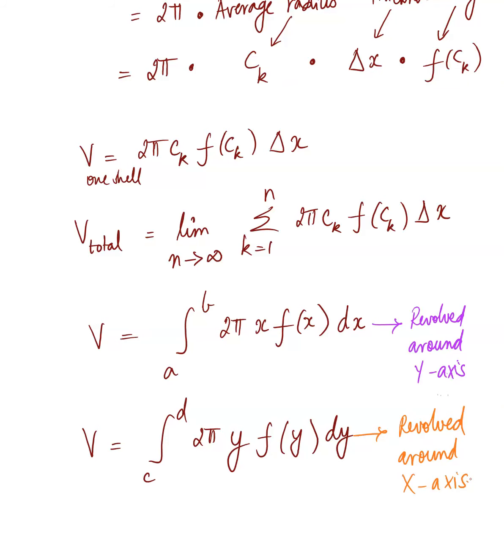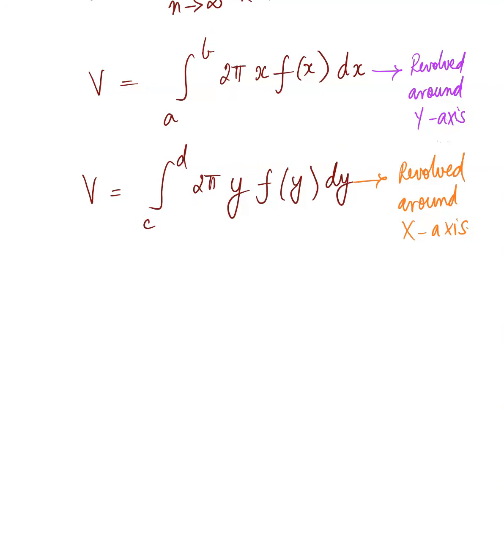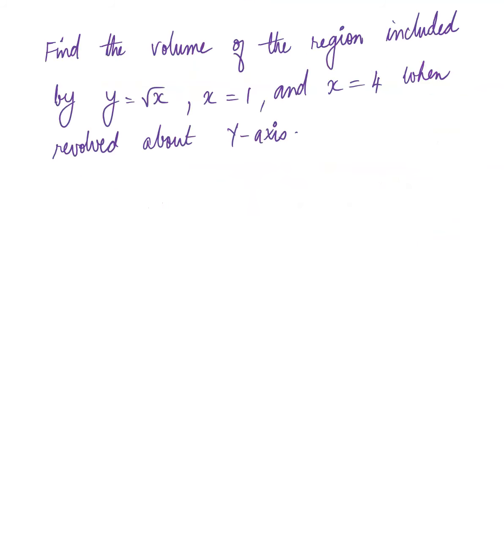Let's take a problem and work through it. We've got these two formulas now. Find the volume of the region bounded by y equals square root of x, x equals 1 and x equals 4 when revolved about the y-axis. So we've seen this problem before, that's why I bring it again so you can see it in this context.